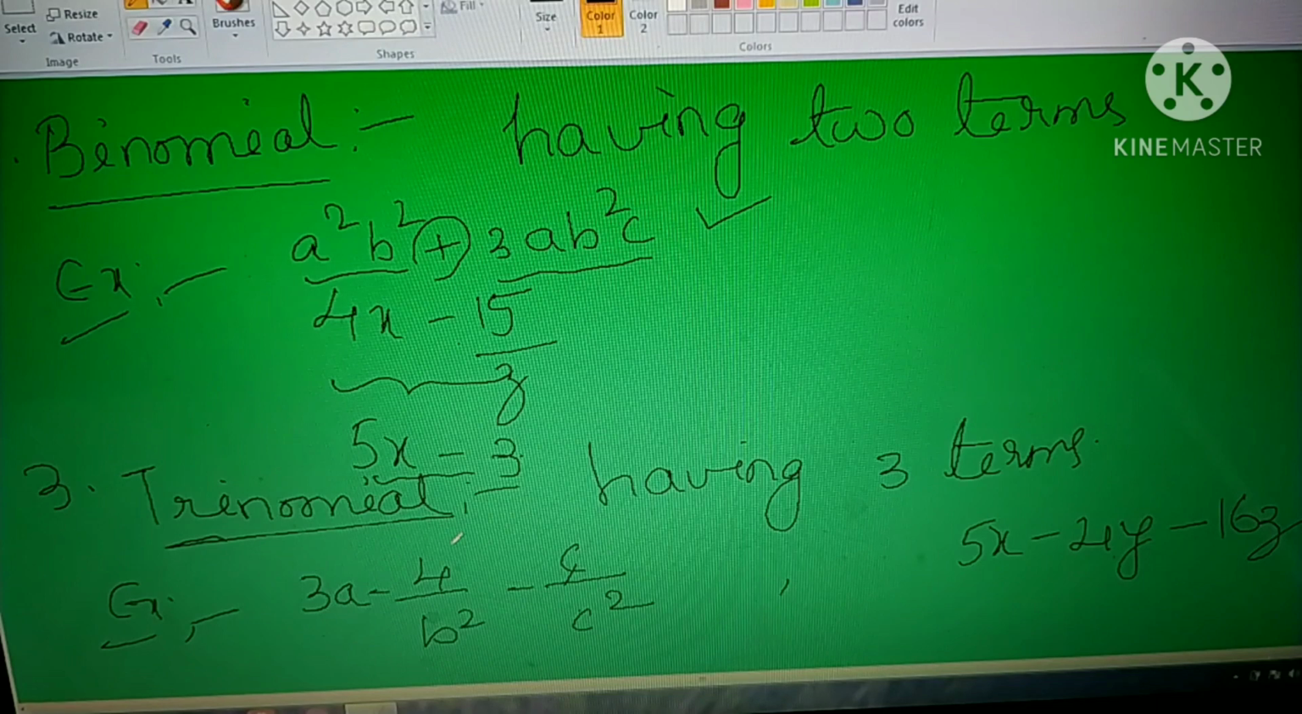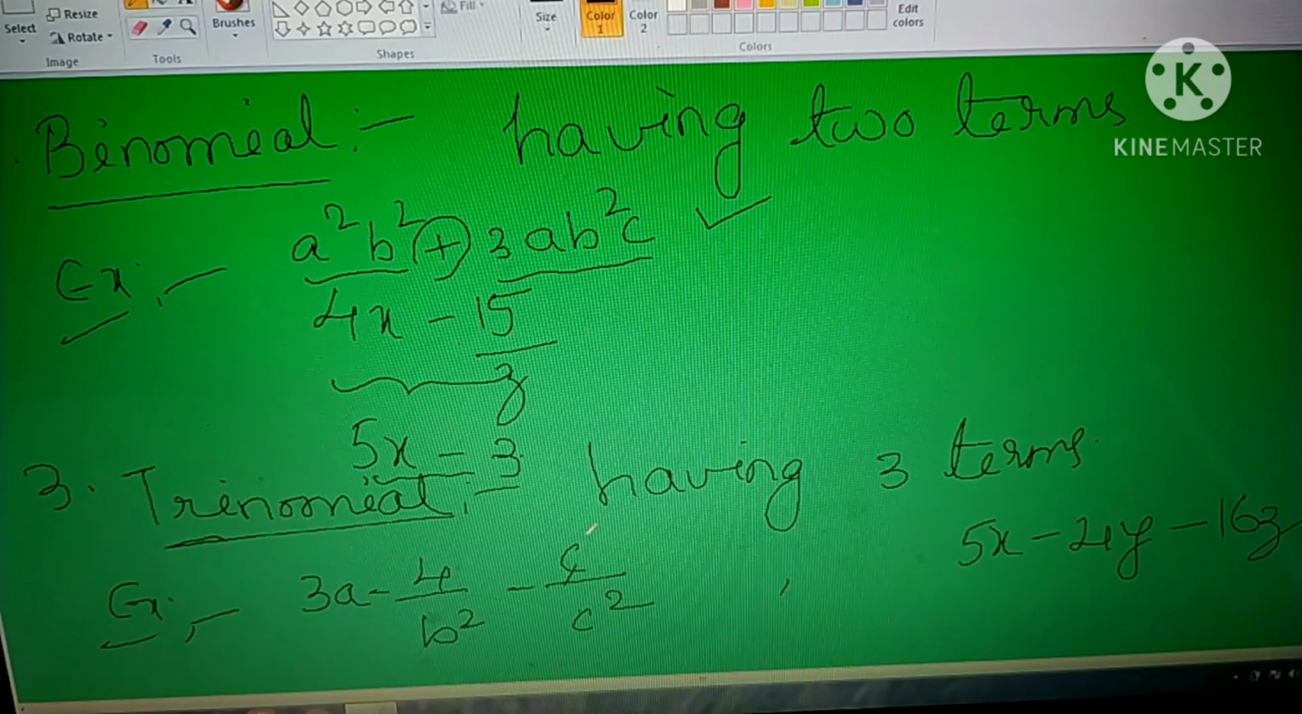So like that, if you have only two terms in an algebraic expression, then those algebraic expressions will be called as binomial. Bi means two. Having two terms, we call these types of algebraic expressions binomial.